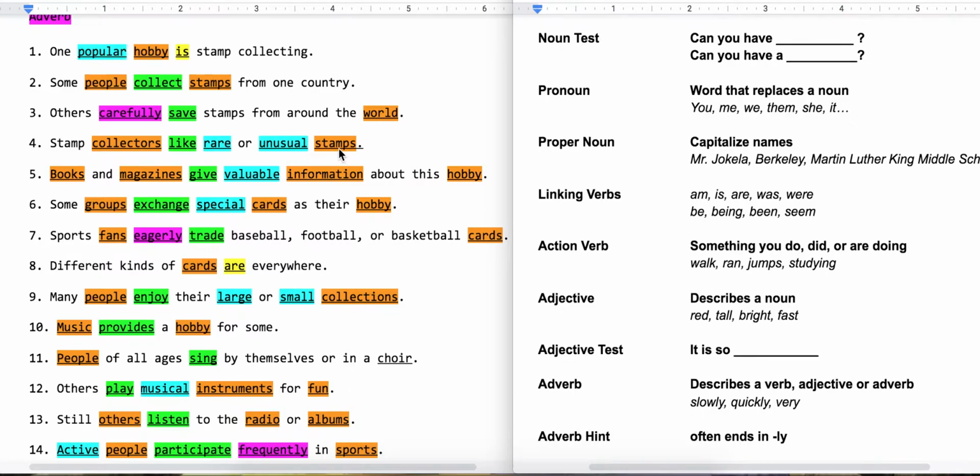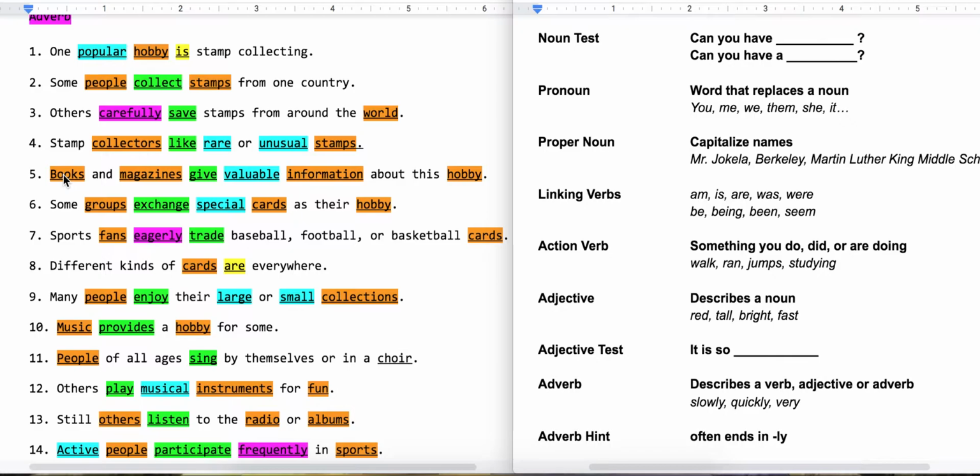Rare is describing the stamps. Stamps is a noun, therefore rare is an adjective. Let's put it into the adjective test. It is so rare. Yes, that works. Unusual is also describing stamps, so it's an adjective. Let's put it in the adjective test. It is so unusual. Yes.